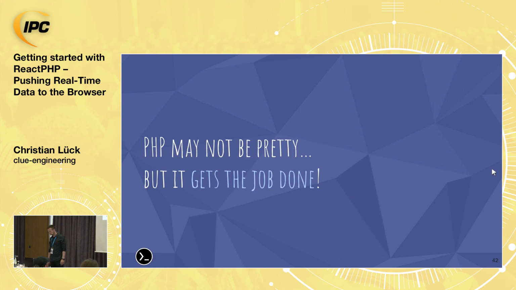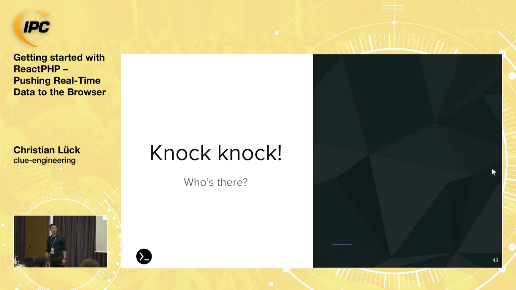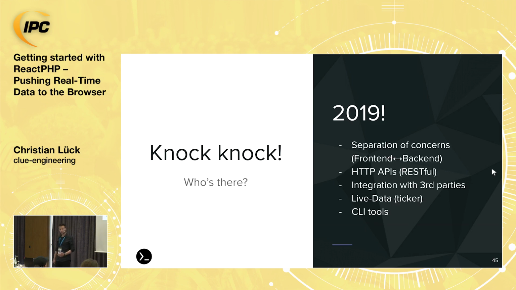And we'll see. But nowadays, knock knock, who's there? Now we have the year 2019, and that means we now have entirely different requirements. So for example, we have separation of concerns. We have dedicated front end, dedicated back end. We have communication going on in between. We use HTTP APIs, RESTful, GraphQL, you name it. And we talk to a lot of third-party applications. So a lot of communication is going on nowadays. It's not just this single server hosting your whole application.